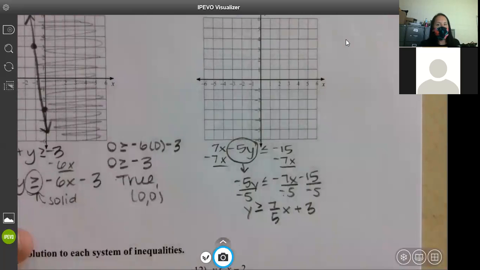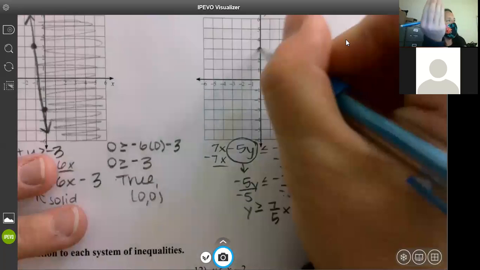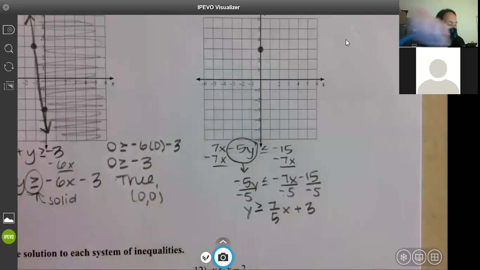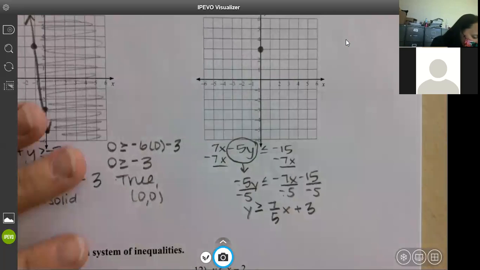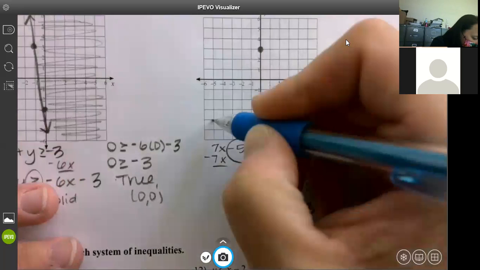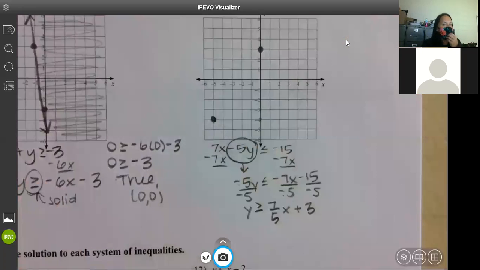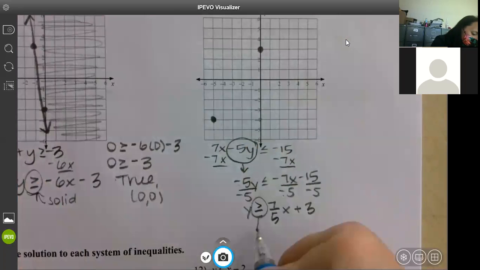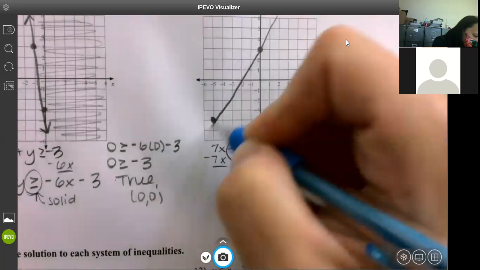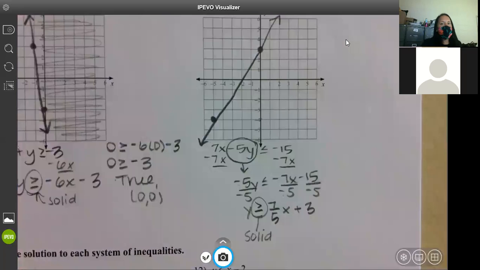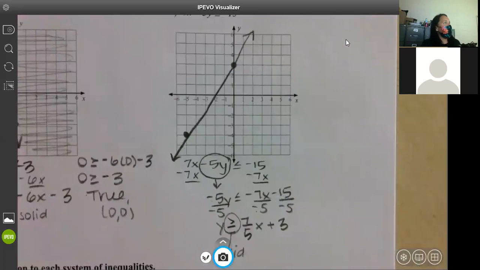So what do I do? Start at 3. I can move up 7 and over 5, but I'll be off the graph. So I need to go down 7 and to the left 5. Is this one solid or dashed? Okay. Can I choose 0, 0? Yes. So plug it in.